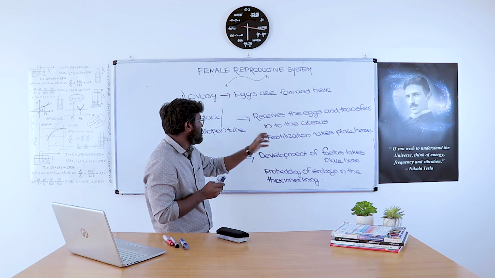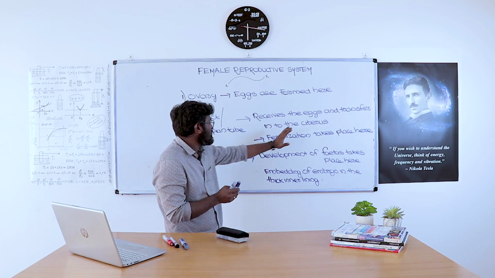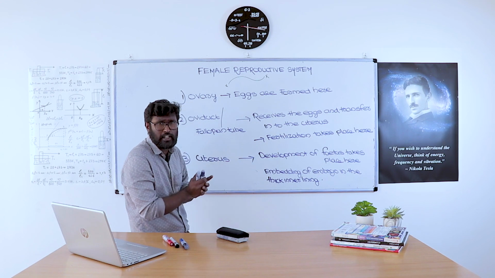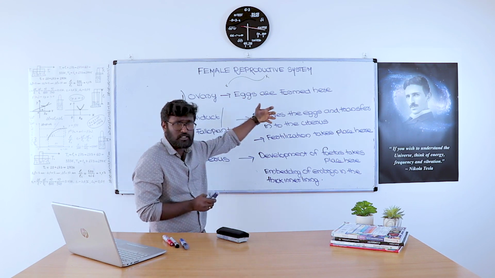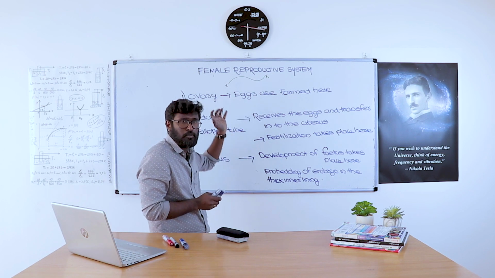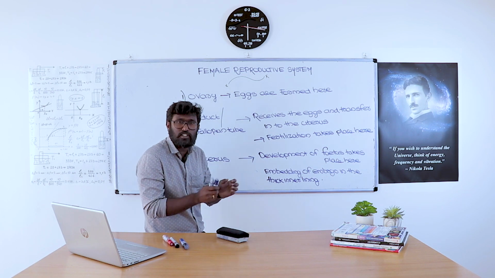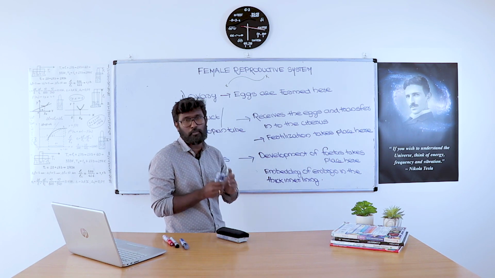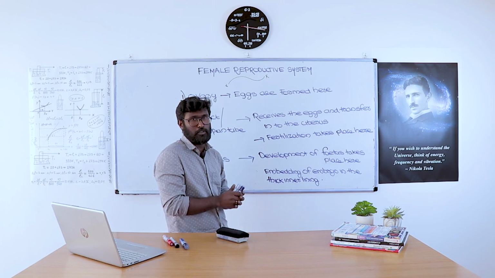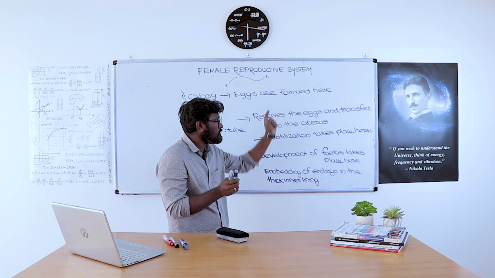The fallopian tube, otherwise called oviduct, receives the eggs and transfers them into the uterus. The egg is produced in the ovary, received by the fallopian tube or oviduct, and then transferred into the uterus. Fertilization occurs in the oviduct or fallopian tube. Fertilization means addition of sperm plus egg.